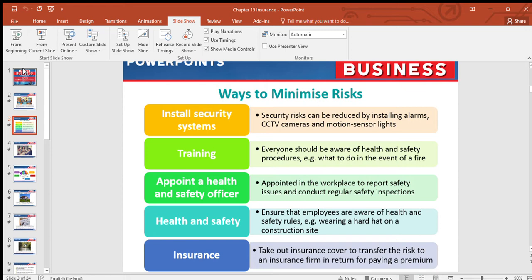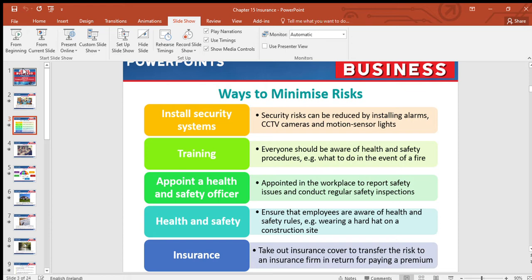Training, second one. More often than not, the training would be for the staff. Everyone should be aware of health and safety procedures and what to do in the event of a fire. With that, you'd have a health and safety team, committee, or just a head of safety, a health and safety officer, appointed in the workplace to report safety issues and conduct regular safety inspections. And even from a school standpoint, the school would have a health and safety committee. Mr. Bishop will be head of that committee.